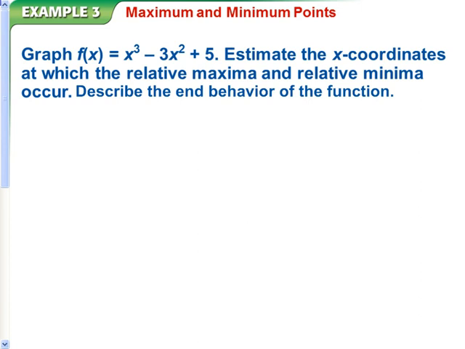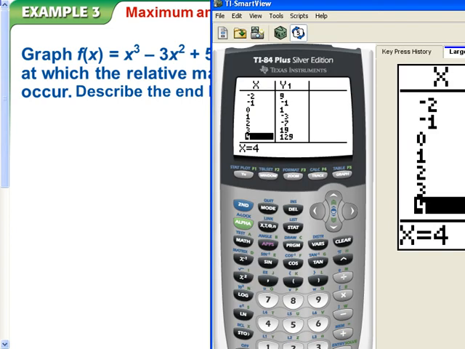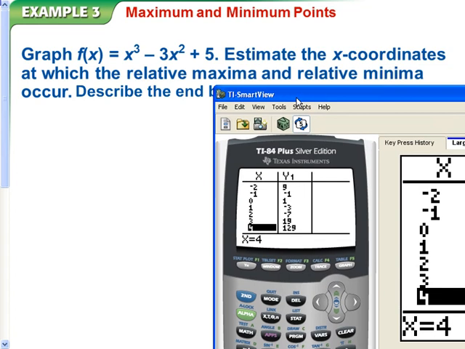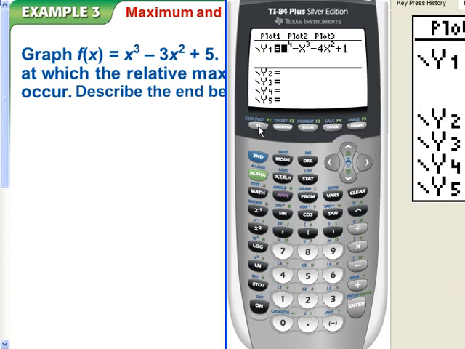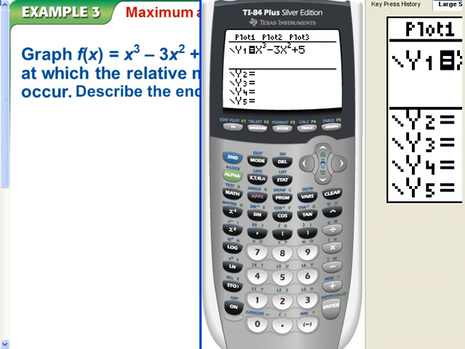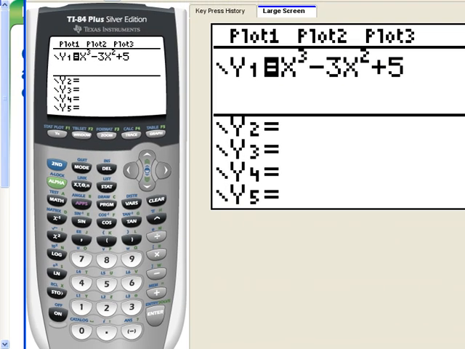Okay, our next one. So we've got this graph, and we're going to estimate its relative maximums and relative minimums, and then describe the end behavior again. So let's go back to your calculators and type this function in. Oh, I'm not going to be able to do it that way. Let's bring it up here. Y equals. Okay, and so there I have the function entered in by the wonderful powers of the pause button.